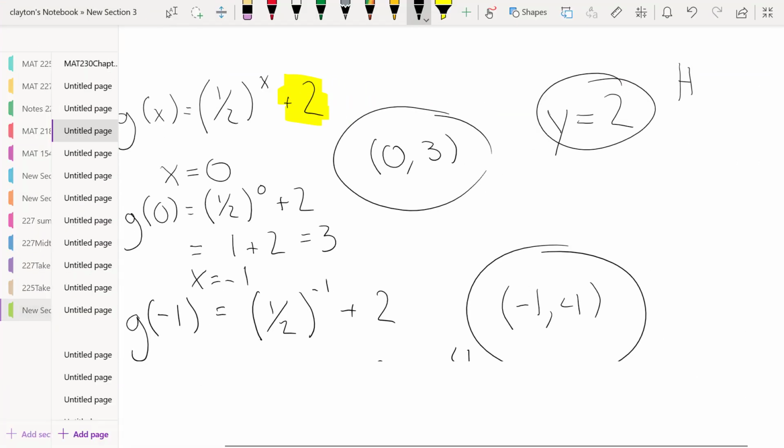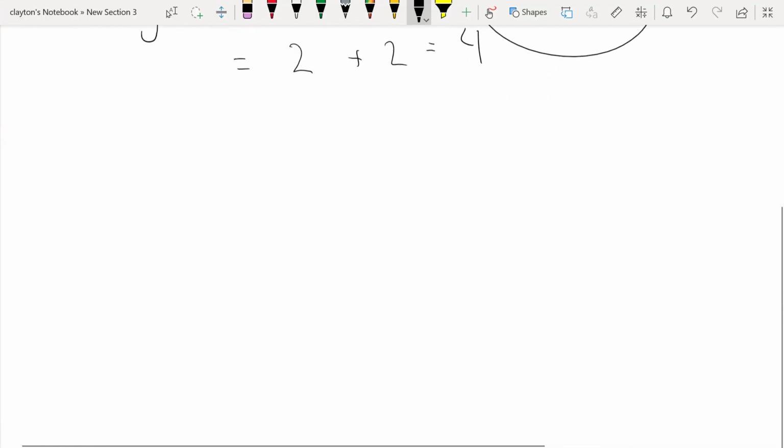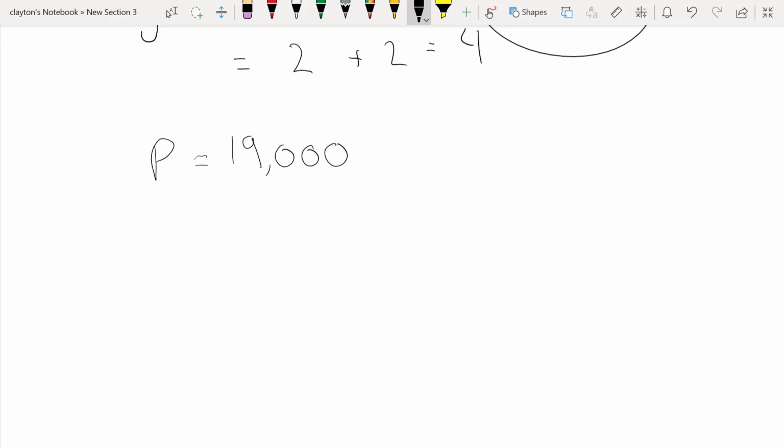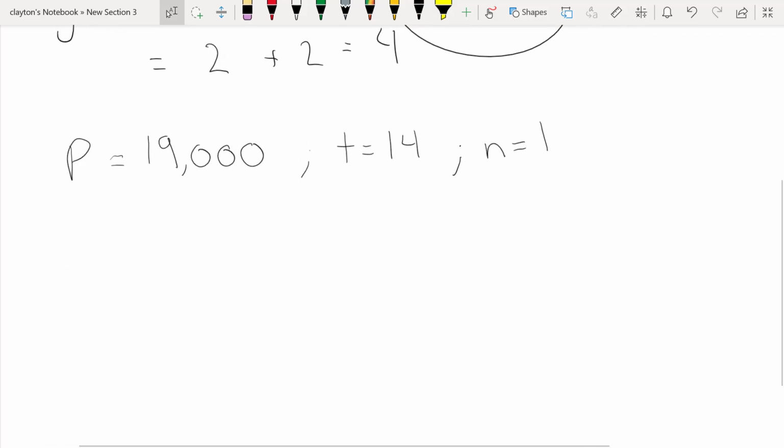Let's go ahead. Let's just write down our information. So P is equal to 19,000. T is equal to 14 years. And we have N is equal to 1 because it's compounded annually. So N is equal to 1. It only happens one time per year. And our interest rate as a decimal is 0.035.